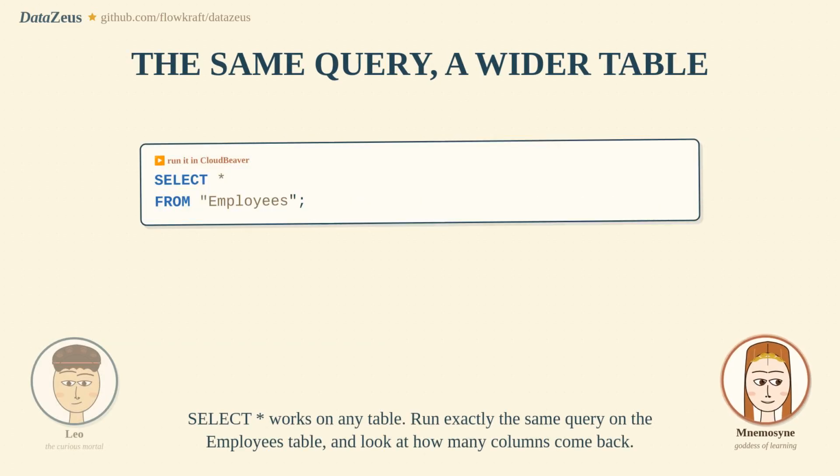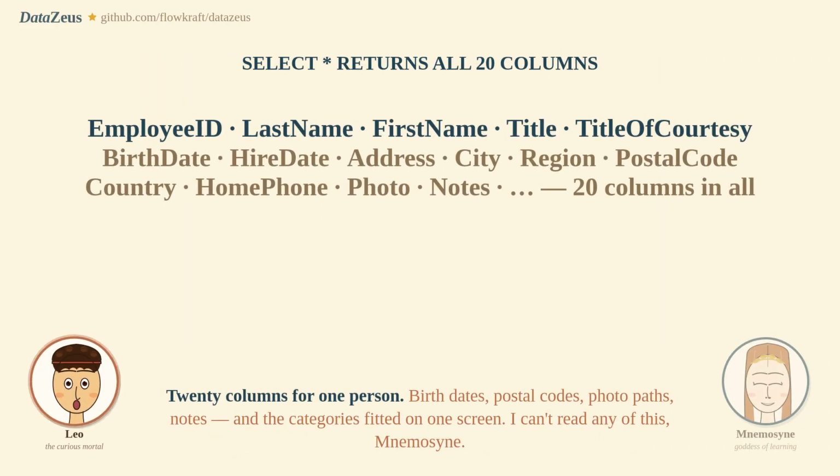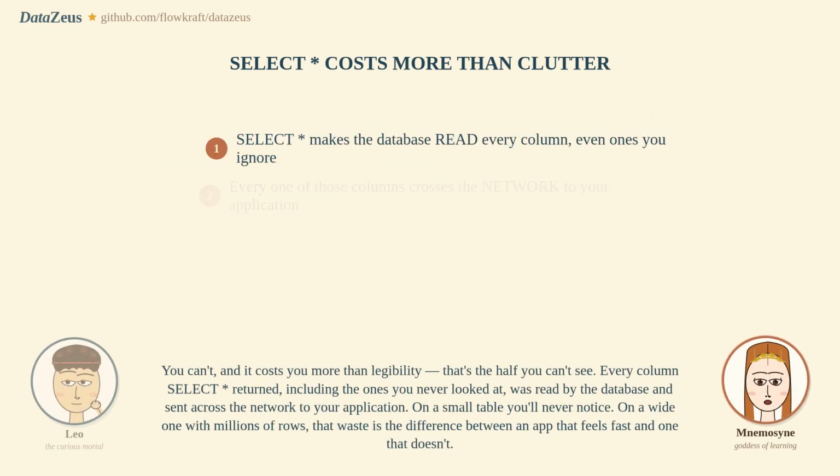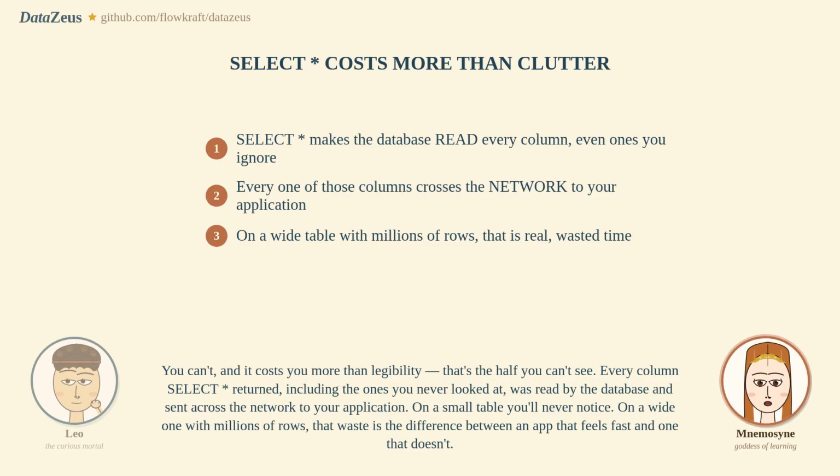Select star works on any table. Run exactly the same query on the employees table, and look at how many columns come back. 20 columns for one person. Birth dates, postal codes, photo paths, notes, and the categories fitted on one screen. I can't read any of this, Namosini. You can't, and it costs you more than legibility.